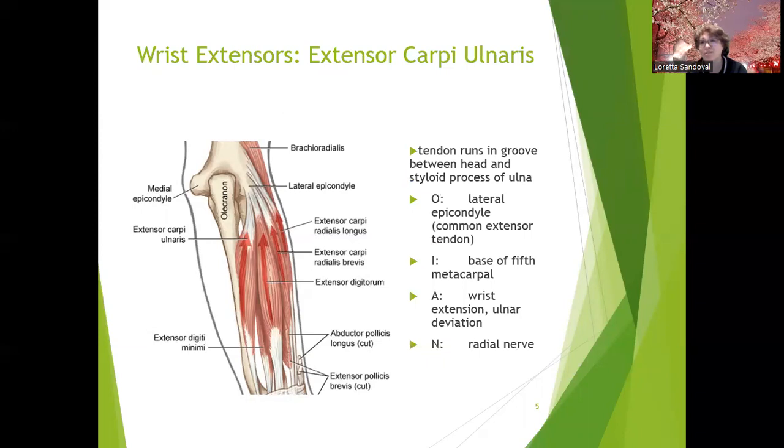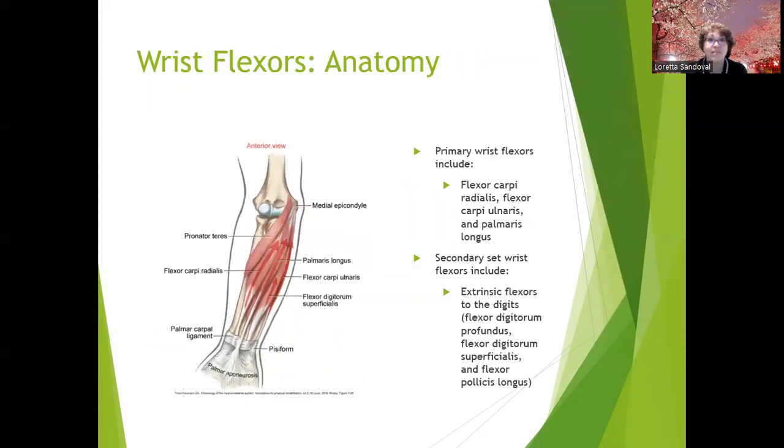You don't have to know that. That's just a little fun fact about the extensor carpi ulnaris. It originates on the same place as all the other extensors. It inserts on the base of the fifth metacarpal. Fifth metacarpal is on the ulnar side. It does wrist extension and ulnar deviation, and it gets the radial nerve. These are easy, right? I said they're easy, and I wasn't kidding.